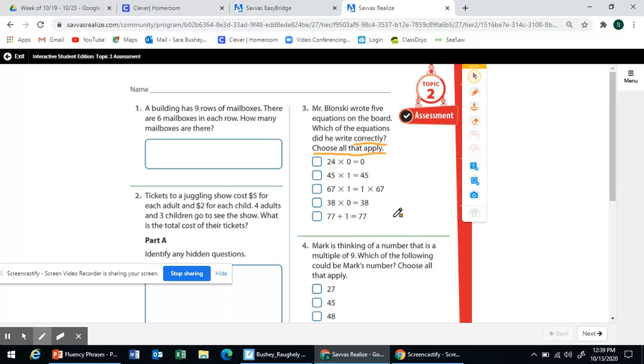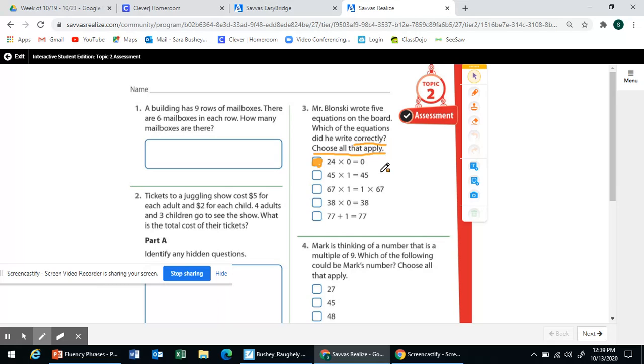24 times 0 equals 0. Did Mr. Blonsky write that correctly? You should have said yes. So that one gets either shaded in or a check mark. I'm going to shade it in with this pretty orange color since we're getting close to Halloween. Yes, that is written correctly because there is 24 groups of nothing. That means you have nothing. There's nothing there. And we know a rule. Anytime you multiply a factor times 0, your product is going to be 0. So let's come down and look at the next one.